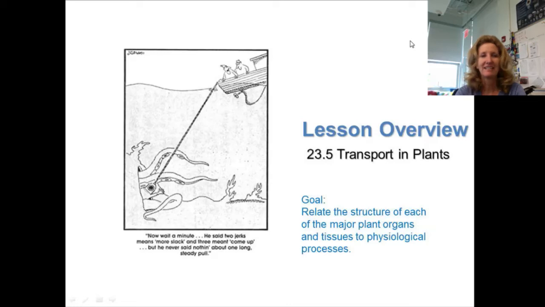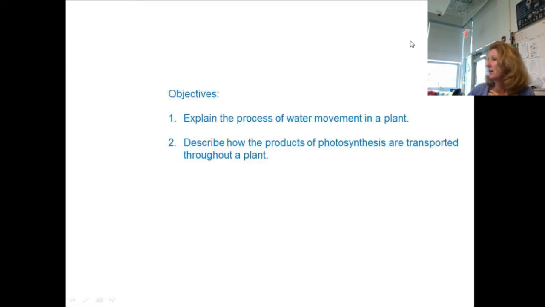All right, well, last lesson for plants. 23.5 is transporting plants. And again, we're back to the original goal: relate the structure of each of the major plant organs and tissues to the physiological processes. The objectives are to explain the process of water movement in a plant and describe how plants' products of photosynthesis are transported throughout a plant.